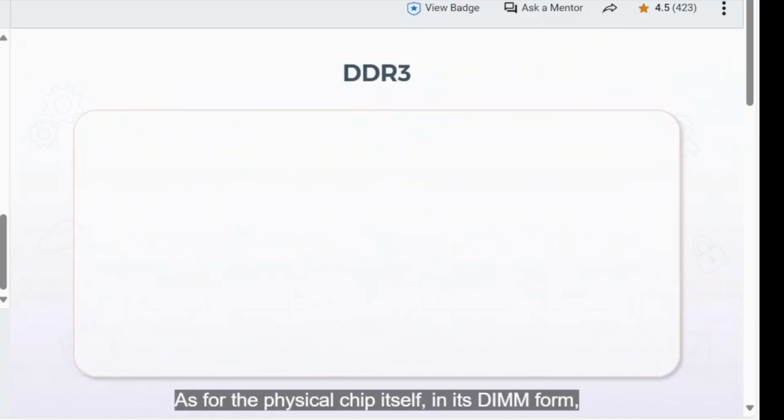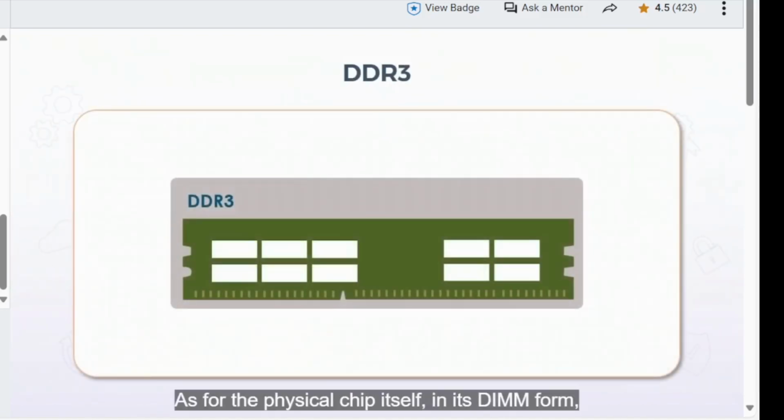As for the physical chip itself, in its DIMM form, really the main characteristic is the notch along the bottom where the contact pins are. Again, this is to ensure that the chip is inserted in the correct orientation, but that notch is almost always slightly off-center, and also not in the same place as DDR2 chips, which prevents mixing of the two types.